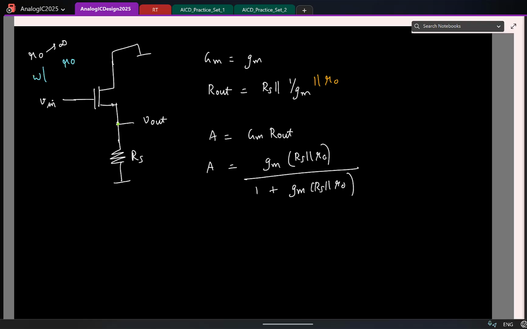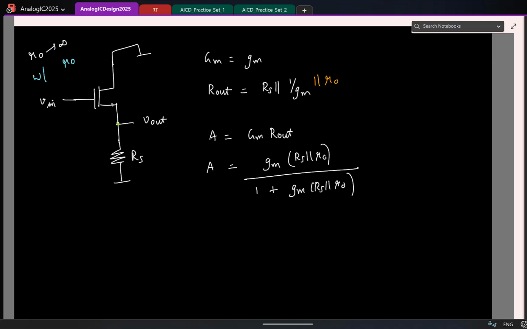So one sanity check you should always do is try to see if it's consistent with respect to dimensions. So I'm trying to compute voltage gain. What is the units of gain? Dimensionless, voltage by voltage. So is this quantity dimensionless? Fine, at least the sanity check is done.